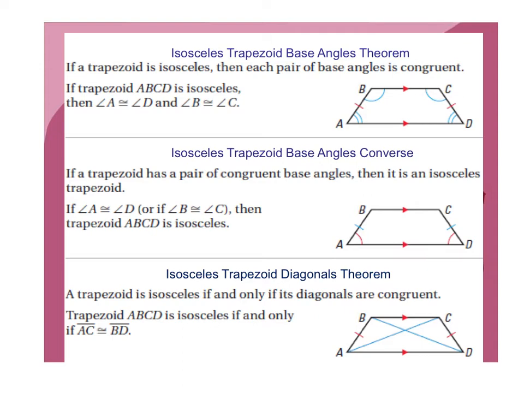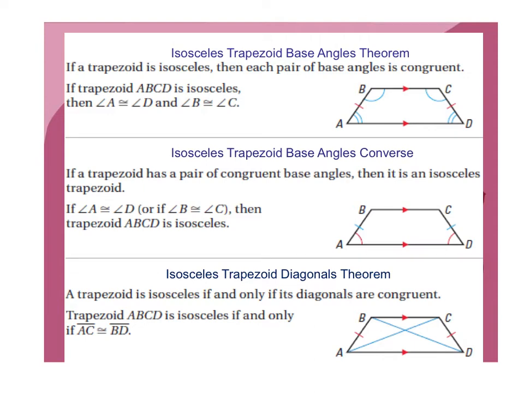So we have base angles at B and C that are congruent, and then base angles at A and D that are congruent. Then the converse is, if a trapezoid has a pair of congruent base angles, then it's an isosceles trapezoid. So if they're showing you a pair of congruent base angles, you can determine that this trapezoid is isosceles. You don't need both pairs, just one.